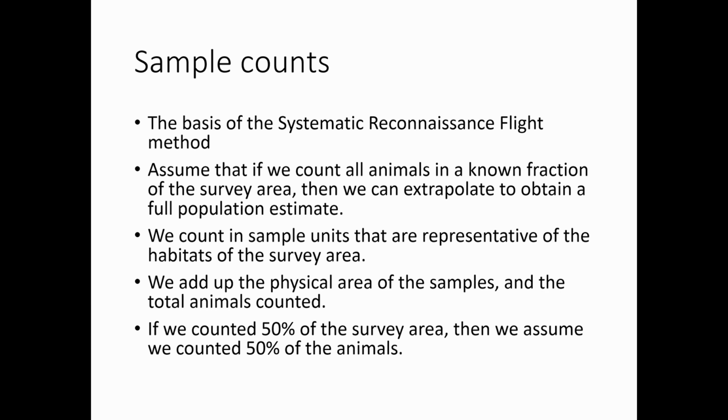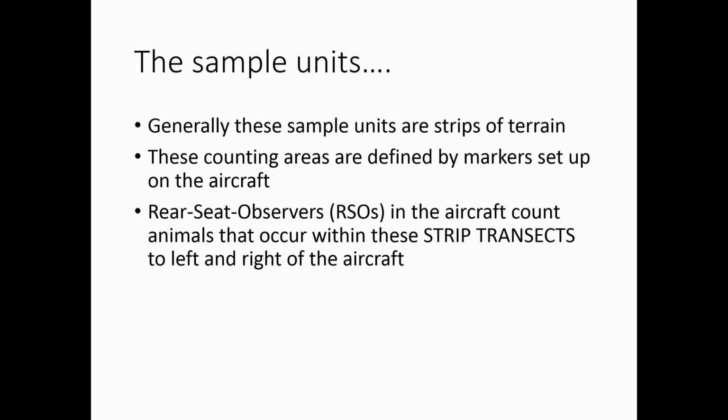We add up the physical area of the samples and the total animals counted. And then the concept beyond that is actually quite simple. If we counted 50% of the survey area, then we assume we counted 50% of the animals. Now, what are these sample units? Generally, these sample units are strips of terrain.